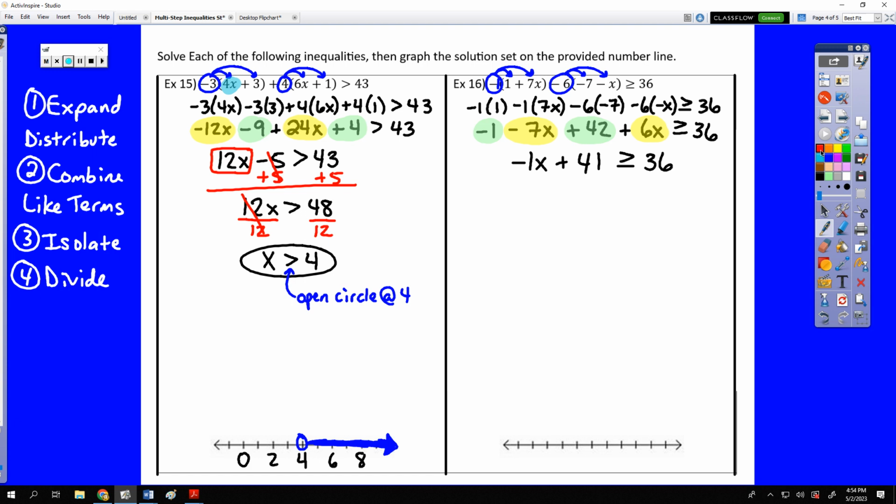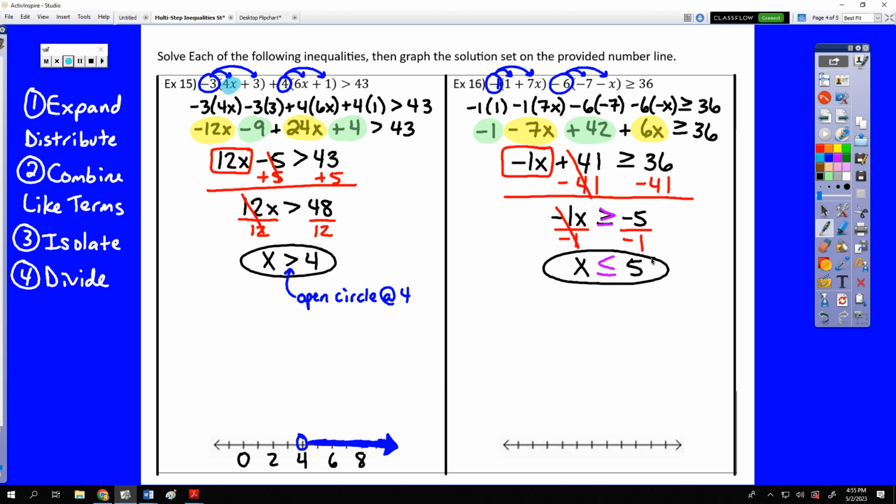Next, we are going to isolate the x. So we are going to subtract 41 from each side to get this x term by itself. That would give us negative 1x is greater than or equal to negative 5. And then our final step, we need to divide by negative 1. Now we've discussed how when we divide by a negative number, we have to flip the sign. So since we're dividing by a negative 1, our greater than or equal to sign is going to turn into a less than or equal to sign, giving us x is less than or equal to 5.